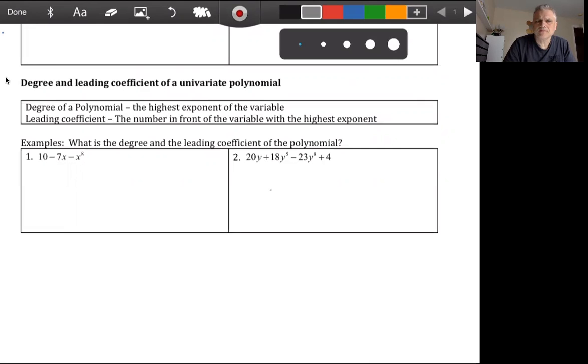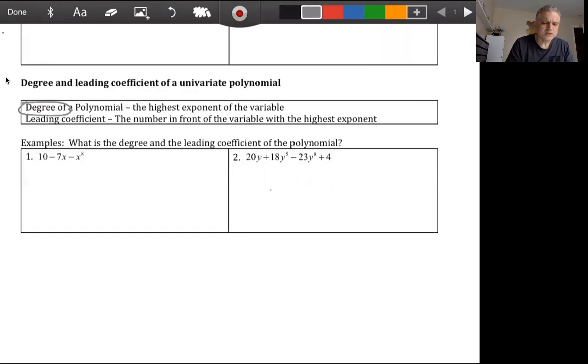This next little part, I think you'll find kind of nice and easy, is just taking a polynomial, which is a group of terms in an algebraic sequence here. And it just asks you what's the degree of the polynomial and what is the leading coefficient. So let's just do a couple of these and you'll see what those are and how they are found. Okay. So first it says, what is the degree?